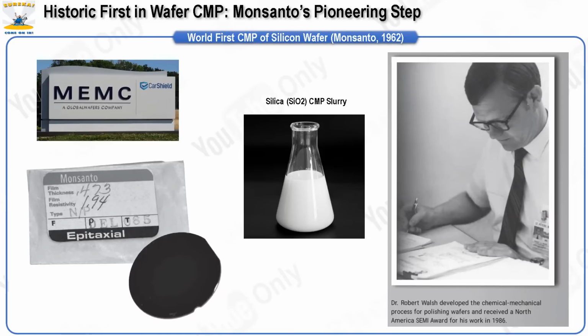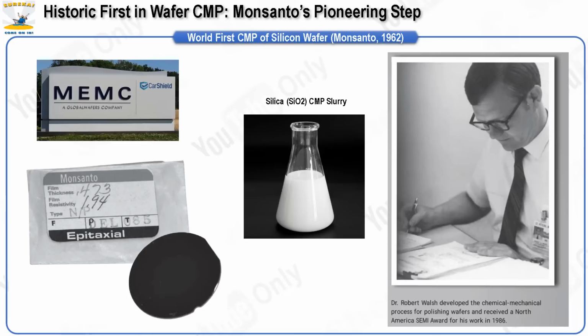Dr. Robert Walsh, who joined Monsanto in the early 1960s, was instrumental in this pioneering effort. At that time, traditional polishing methods involved using fine abrasives, like alumina, to smooth the wafer surfaces. However, these methods often left microscopic scratches that became problematic when an epitaxial layer was grown on the wafer. The scratches, while not visible on the bare silicon, would appear prominently once the epi layer was added, compromising the quality and performance of the wafers.